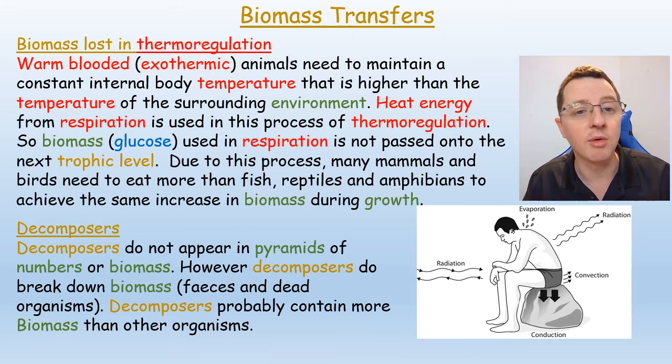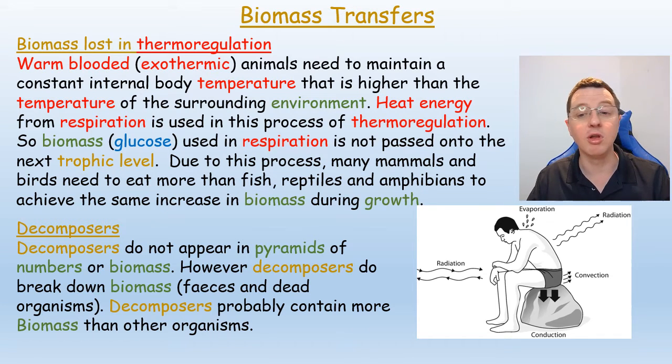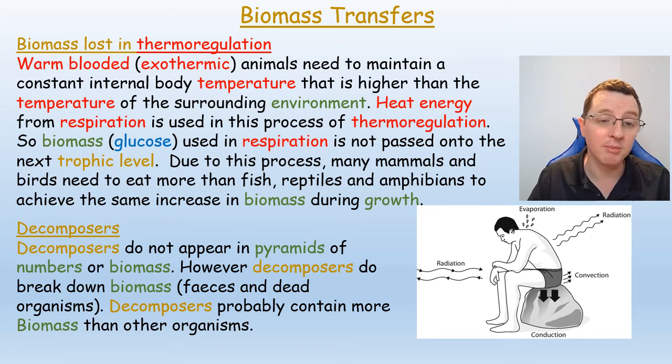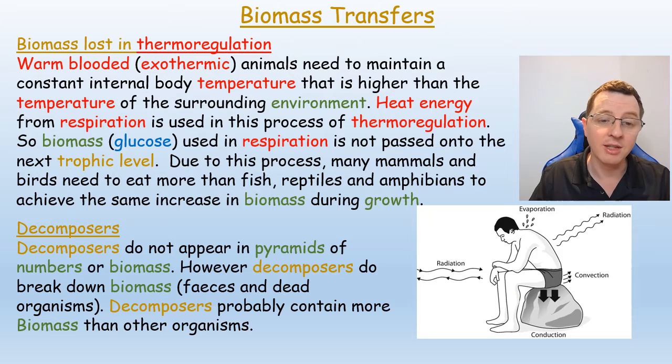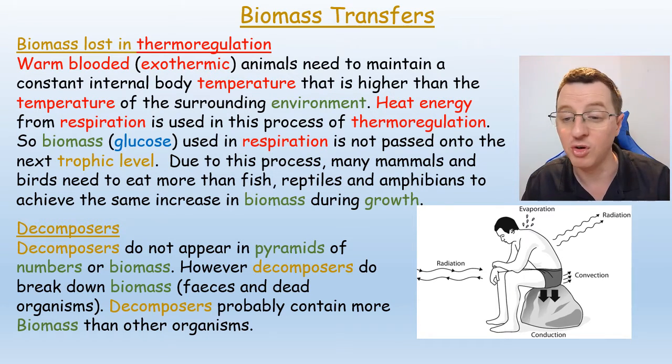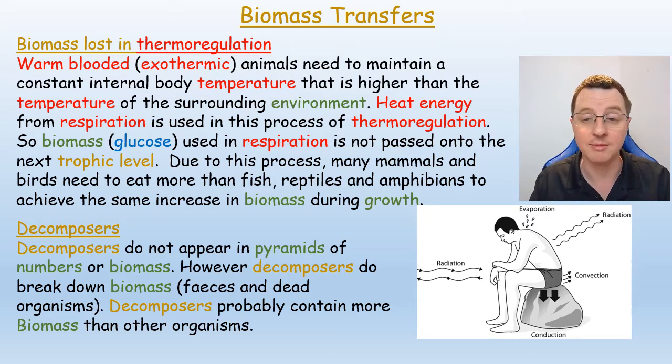Another thing to consider when considering the lost biomass in food chains are the decomposers. Decomposers do not appear on a pyramid of numbers or a pyramid of biomass. However, decomposers do break down biomass, feces and dead organisms, and decomposers probably contain more biomass than all of the other organisms combined.